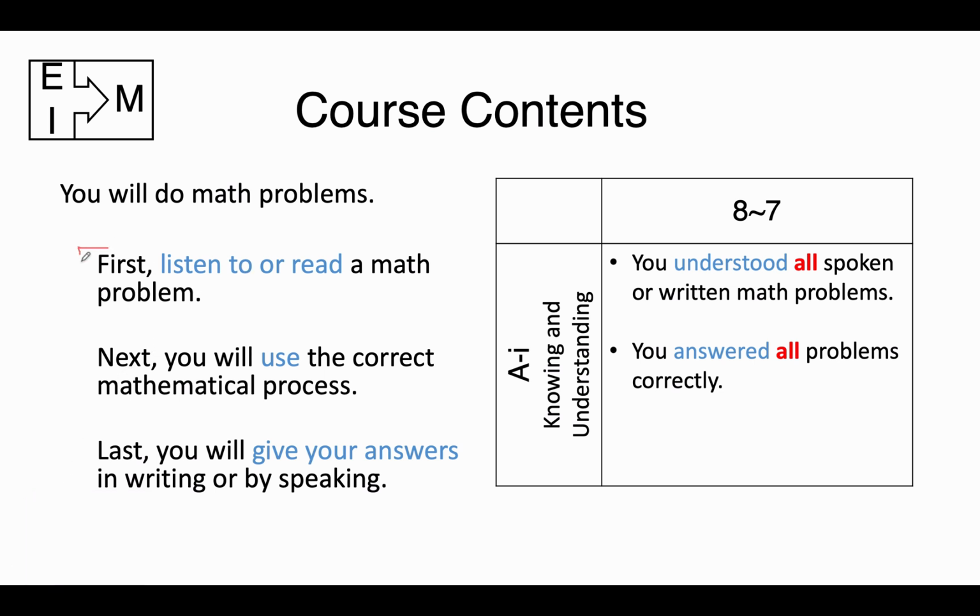First, you will listen to or read math problems. This is very easy to understand. Next, you must choose the correct mathematical process. Will you use plus or addition, minus or subtraction, divide or division, or will you use times or multiplication? If you can understand and write the problems, understand all of the problems and answer all of the problems correctly, then you can have 7 or 8.